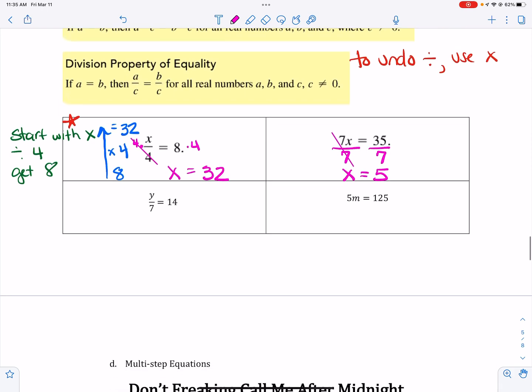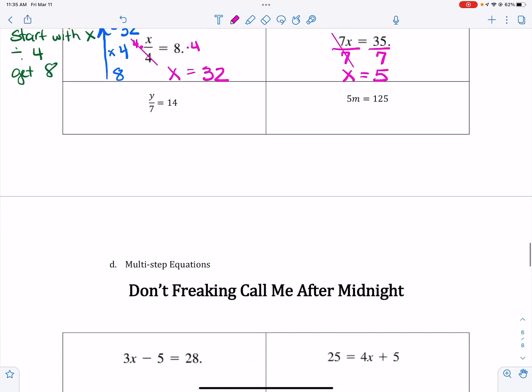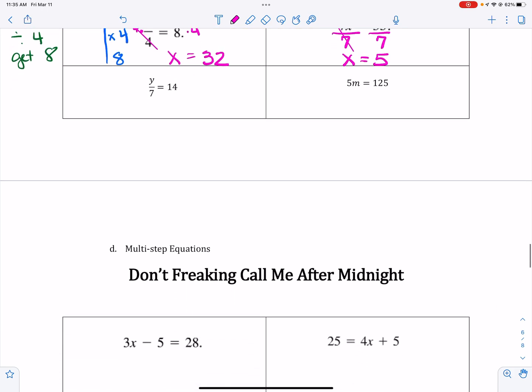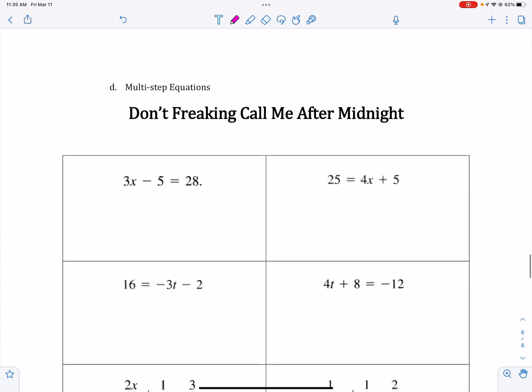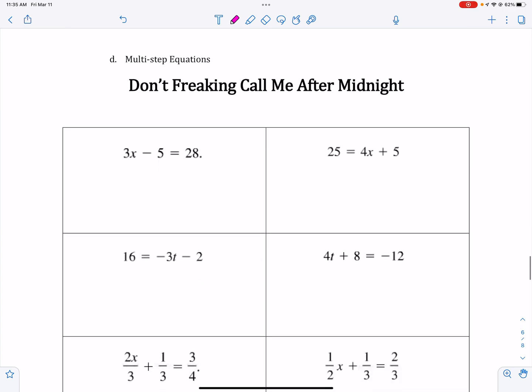So I'm going to let those two problems that follow be the ones that you do on your own. Now this little saying right here, "Don't freaking call me after midnight," those letters each represent some sort of operation. The D stands for distribute. Anytime we see parentheses, we're going to remove the parentheses and take care of those first.